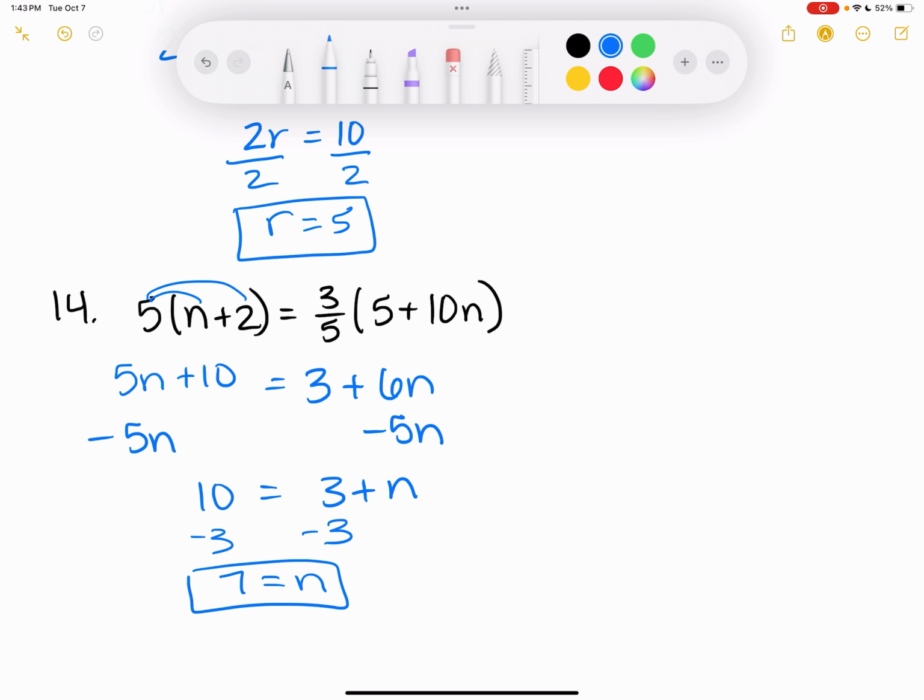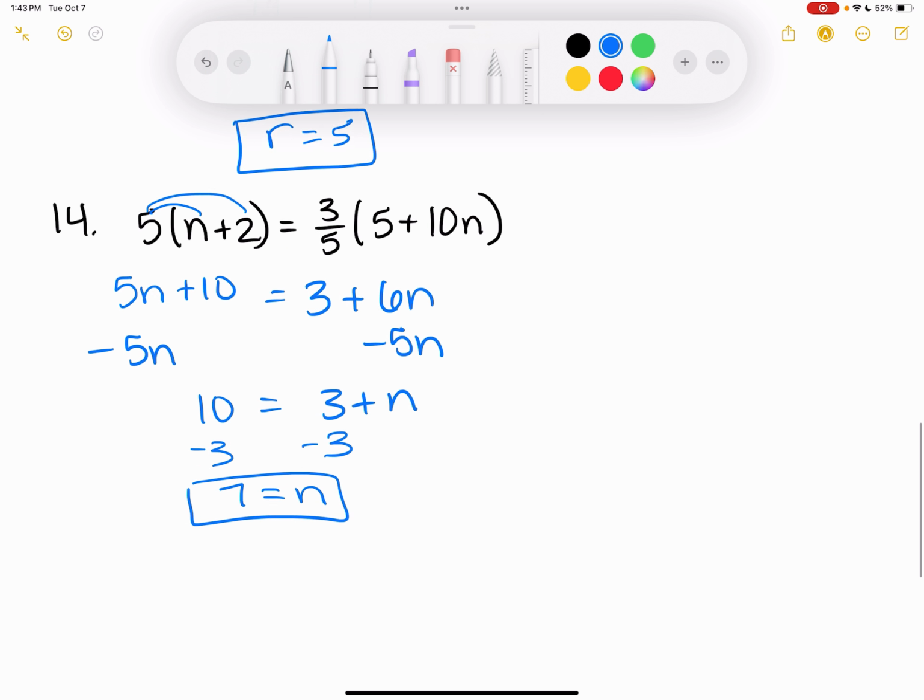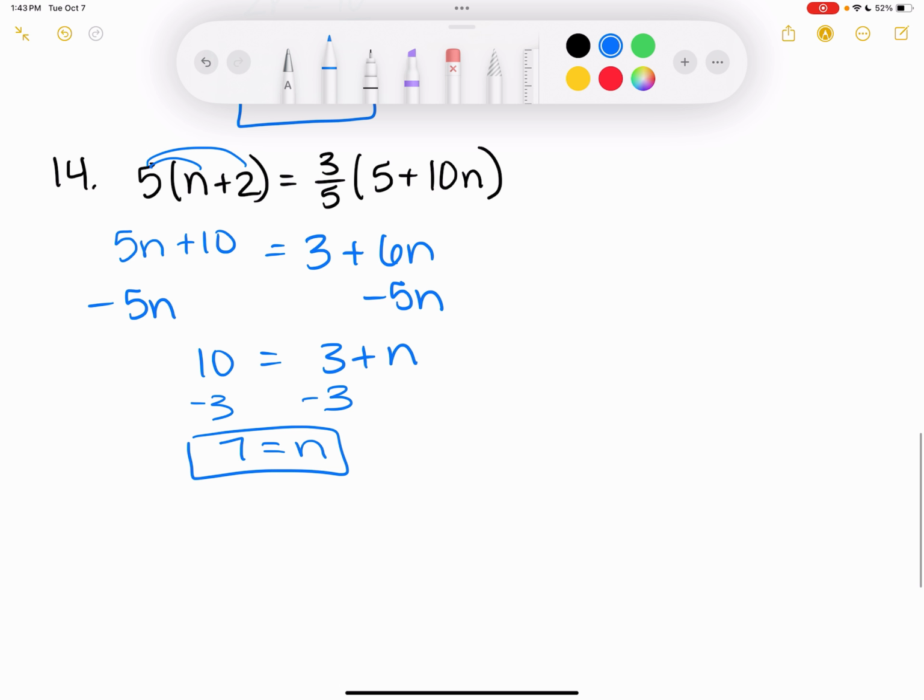All right. Questions on those? You good? All right. So the next problem says to solve the equation if possible. So let's hypothetically say, just backtrack for a second, that this had been a 6n over here. When I subtracted 6n from both sides, the n's would go away, and I would have been left with 10 is equal to 3. Well, is that a true statement? No. So that one would have been no solution.